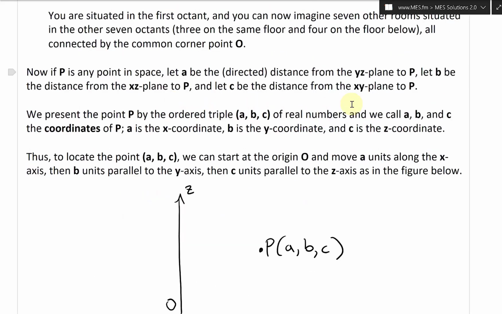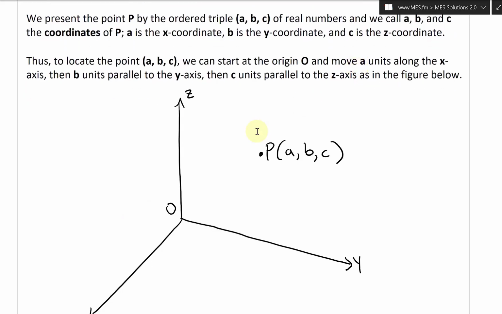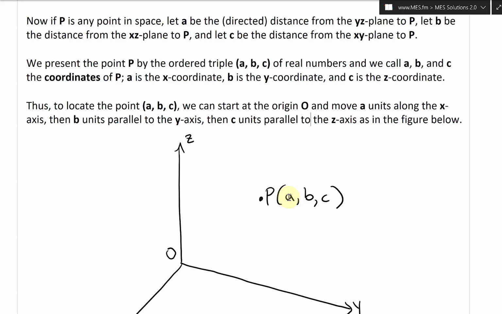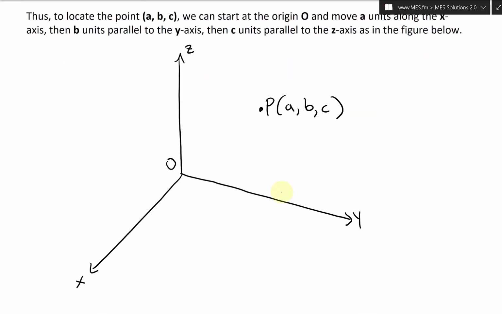So A is the directed distance from the YZ plane. If this is the YZ plane, set up across on this wall, the distance from it is just our X coordinate. Let's say we draw this all the way down to the bottom, and then draw this perpendicular across here like that. And this is parallel to this wall, and this one here is parallel to this, like that.